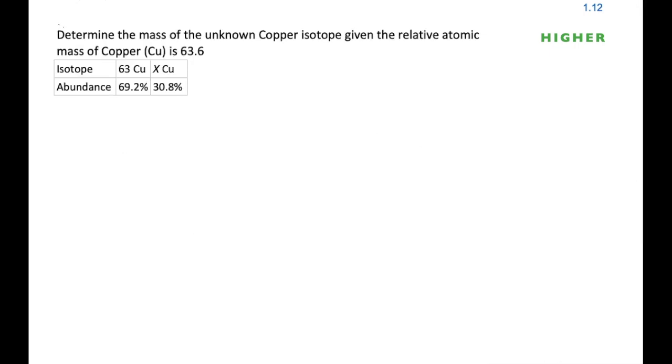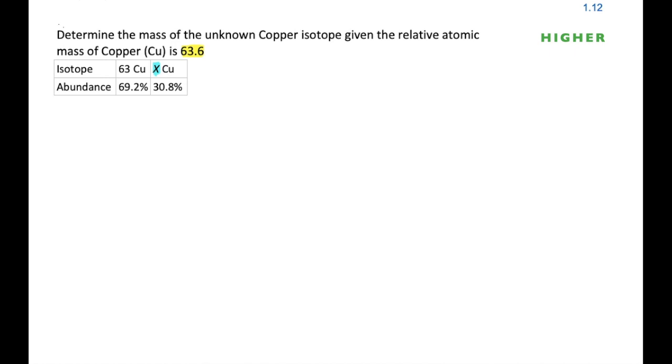This second question that we're going to look at is slightly more difficult, but if you can do this one confidently, I don't think there's another one they can give you which you would struggle with, to be honest. So we're told that the relative atomic mass of copper is 63.6. We're told the abundances of the two different isotopes, the mass of one of them, which is a mass number of 63, and we need to determine the mass of the unknown copper isotope, which is this one here, written as X. So we need to find out what X is.